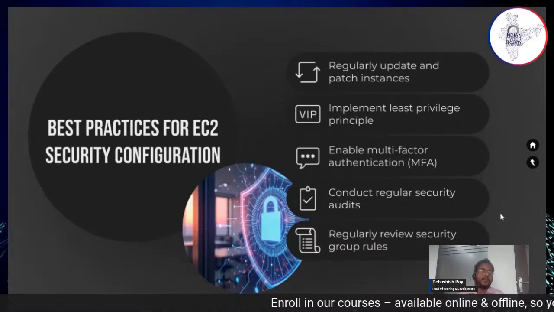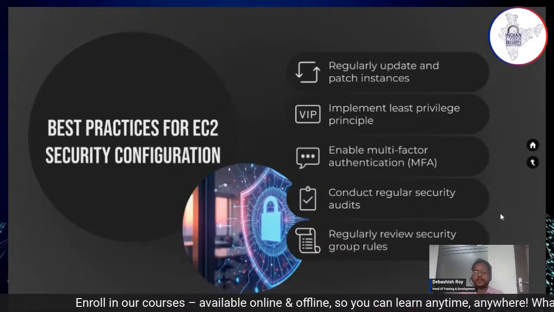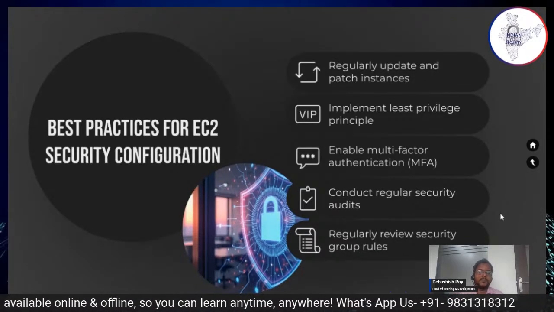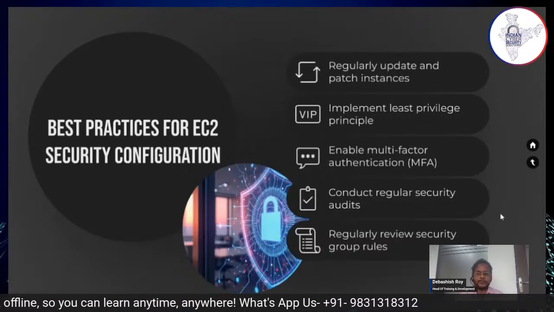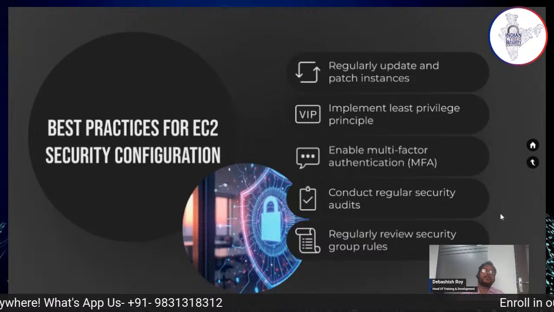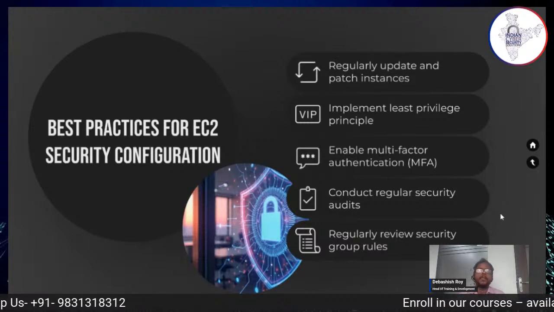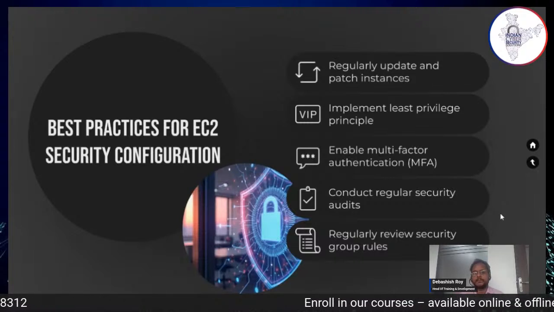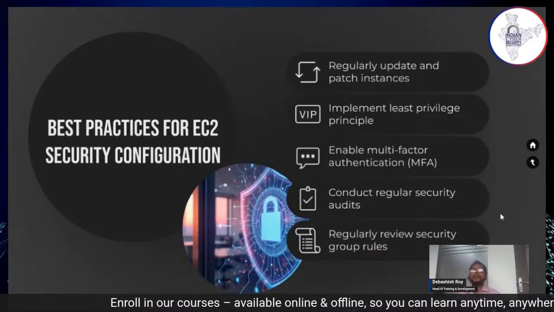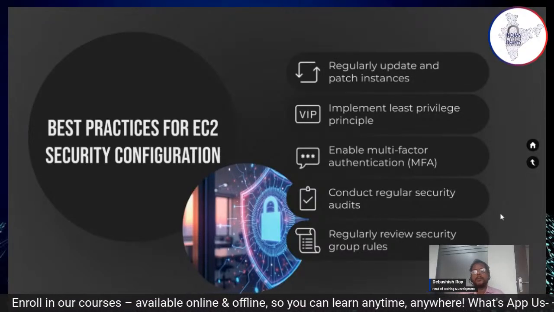Implement the least privilege principle. This means if you want to give the user only read access, do not give full control. Enable multi-factor authentication, MFA, for more security. Conduct regular security audits. Definitely security audits should be conducted, so that we can get more information about the EC2 instances. And regularly review security group rules. So security group rules, or the firewall rules, also should be regularly reviewed.